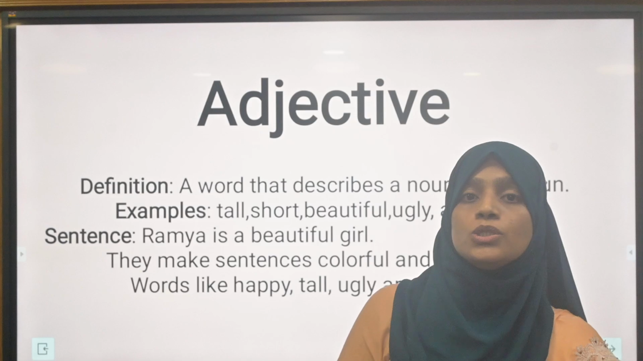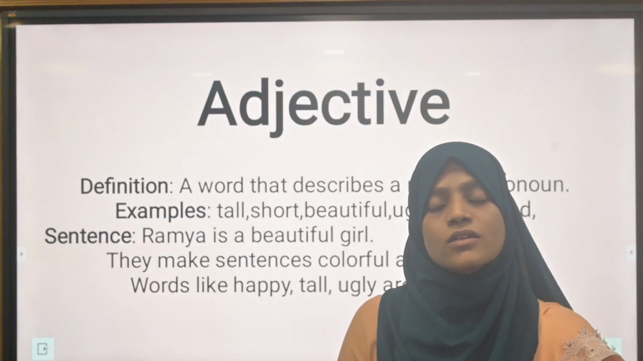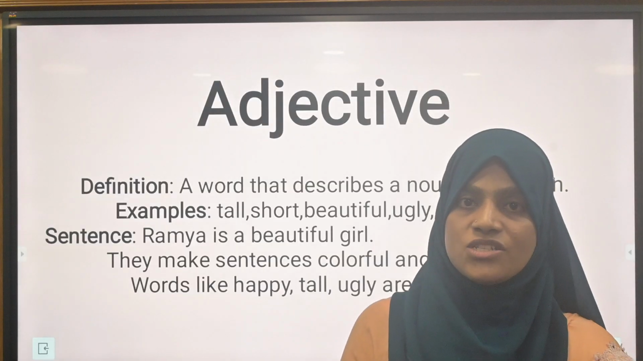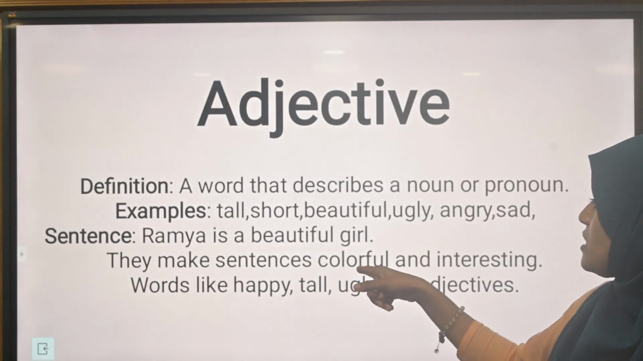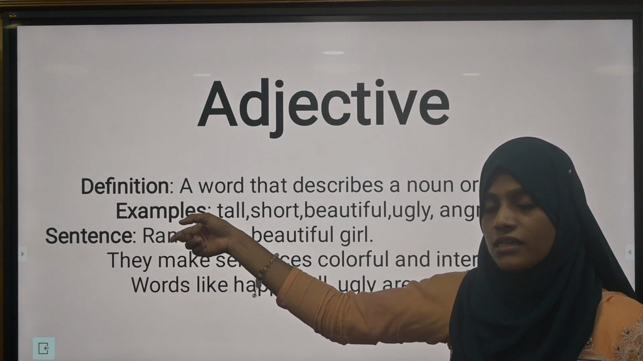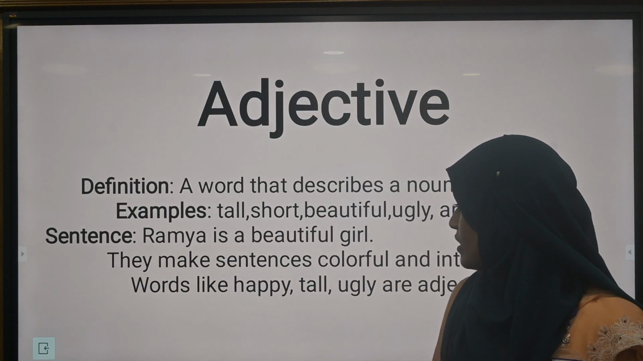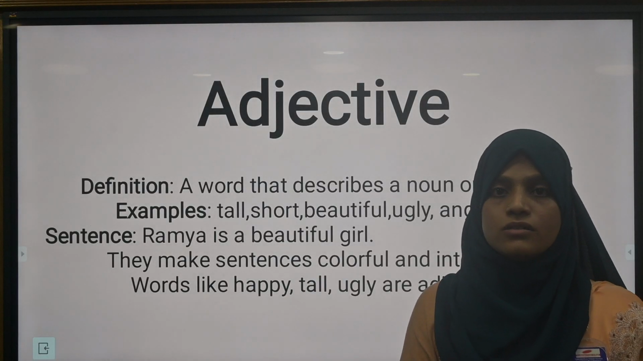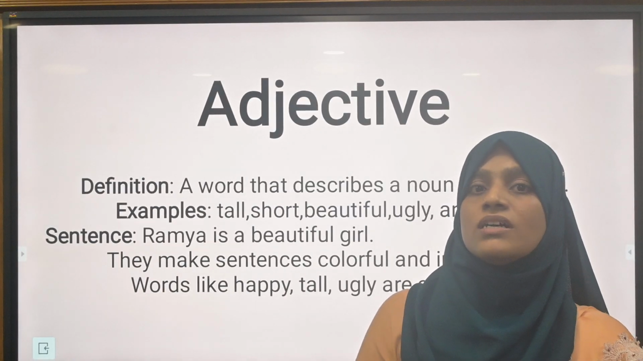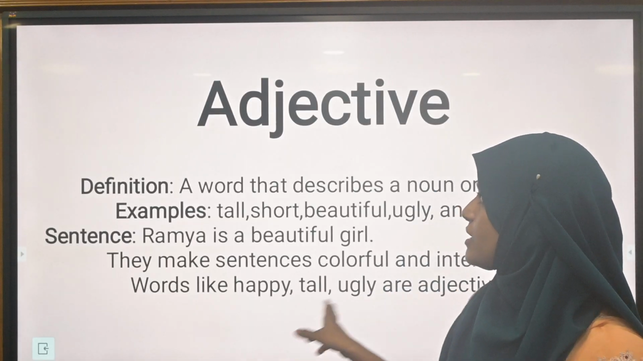For example, tall, short, ugly, beautiful, angry, sad. So when the word describes the noun, that is an adjective. For example, we'll say Ramya is a beautiful girl. Here "beautiful" describes the noun, isn't it? So the word which describes the noun is an adjective, like happy, tall, short, fat, thin. So these are all adjectives. Adjectives make the sentence look colorful and interesting.